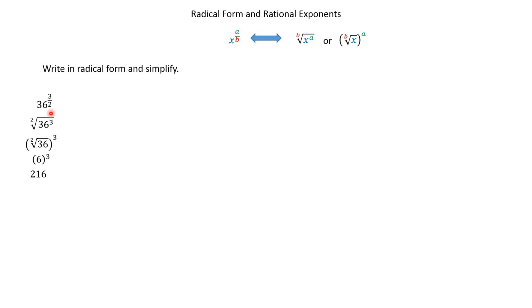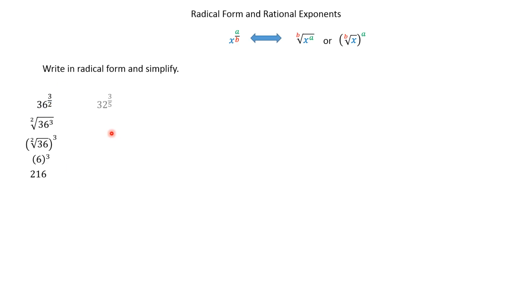Fun story, if you put 36 to the 3 halves in your calculator, it will give you 216. Your calculator will do these, but it doesn't put it in radical form for you. So yes, you still do need to show it, but you can check your answer pretty easily.